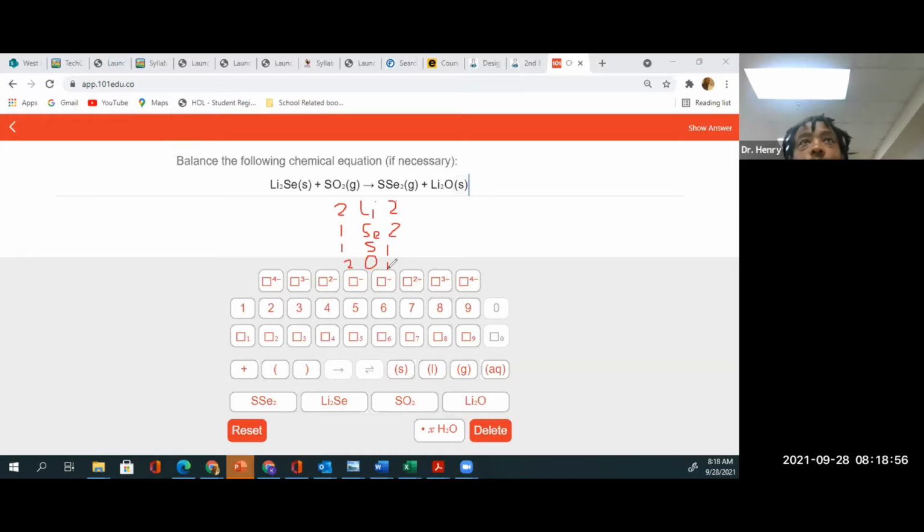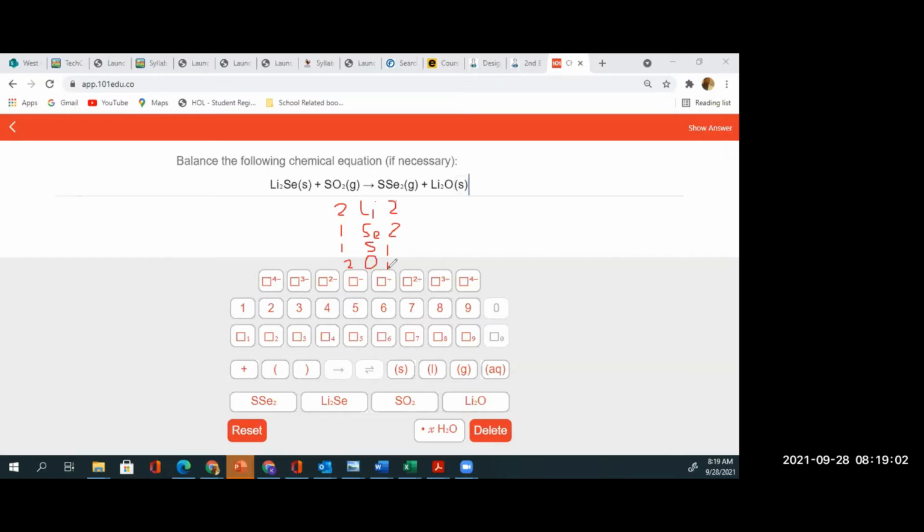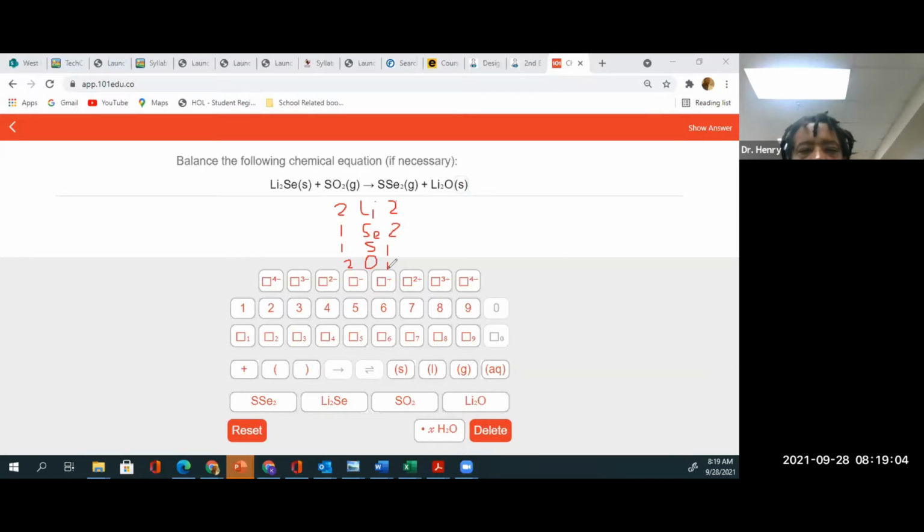Okay, so the law of conservation says what we put in, we must get out. So what does that mean? What do we need to do? Make sure we have the same number of each on either side. And we can do that by changing the coefficients. The coefficients are the numbers that would be in front of the compounds that we're looking at.